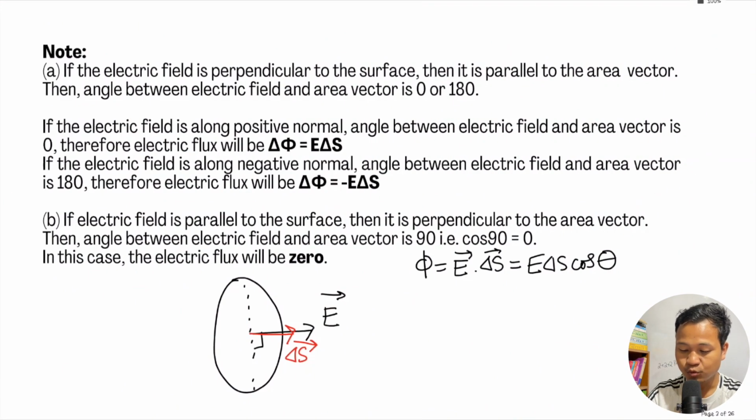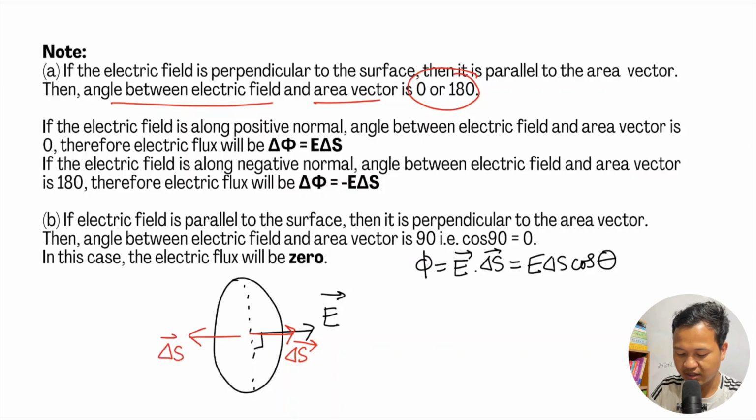Okay, so like that, the first case is when the electric field is perpendicular to the surface. Then the angle between E and s: they are pointing in the same direction, which means the angle between them is 0. See, I have written here that the angle between the electric field and area vector is either 0 or 180, because the area vector can also be along this side. Okay, if delta s is along this side, the angle between them is 0. If delta s is taken on the other side, the angle with the electric field is 180. Okay, right, so this is the first point.